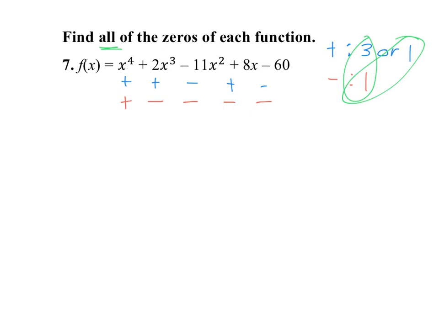All right, now what we learned today, I don't want to write out the list because it's a long list. Factors of 60 are the possible rational zeros. Positive and negative factors of 60. All right, so I'm going to start guessing. Let me write the coefficients. 1, 2, -11, 8, and -60.